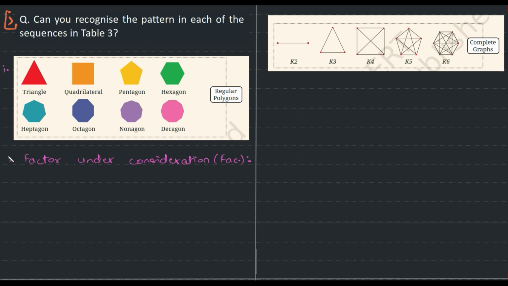So when I say factor under consideration, in this figure we're looking at, say, number of sides or vertex. Vertex are nothing but your corners, okay? And according to this factor, the sequence, I'll call it SEQ from now onwards, would be 3, 4, 5, 6, and so on and so forth.